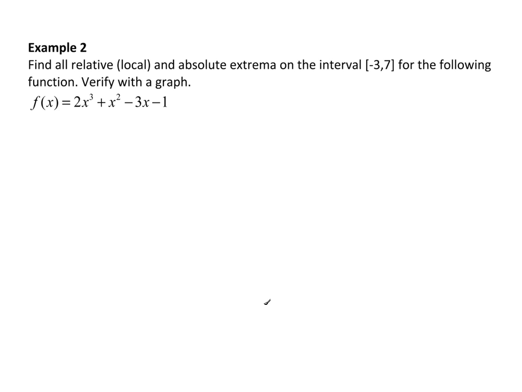Let's take a look at another example here. I want to find all the relative and absolute extrema on the interval, and then I'm going to verify by making a graph. Okay, so the first thing I need to do is find the first derivative.